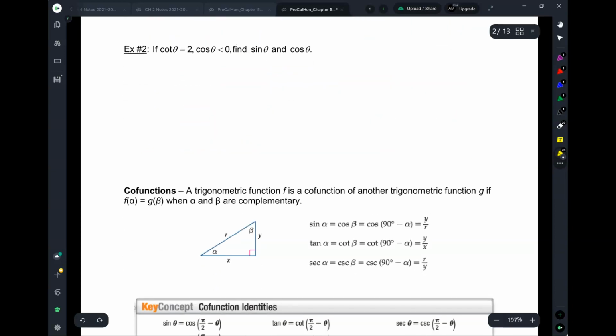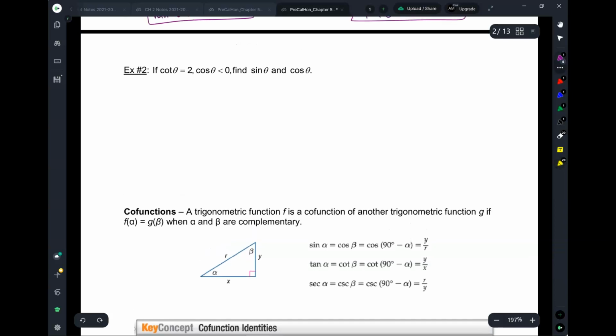Okay, so let's take a look at this one now. Cotangent is equal to 2, okay? So cotangent is 2 over 1, or just 2. Cosine is less than 0. Find sine and cosine. Okay, so first, cotangent is positive 2, means you want the quadrants where cotangent is positive, so that's here and here. Cosine is less than 0, cosine is negative here and here. So our angle is going to be in quadrant 3.